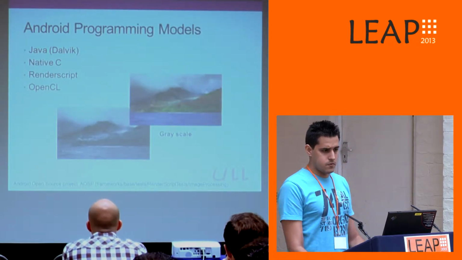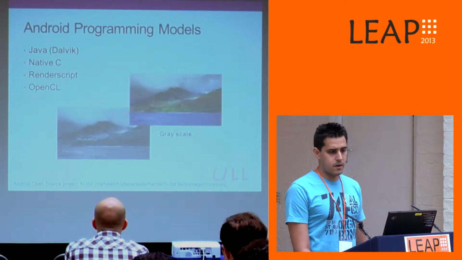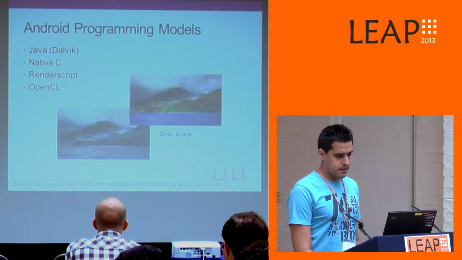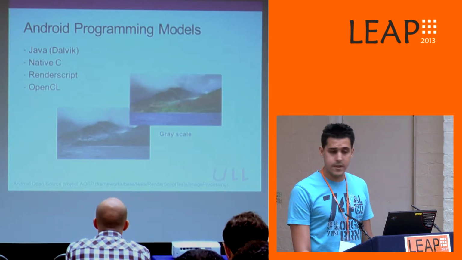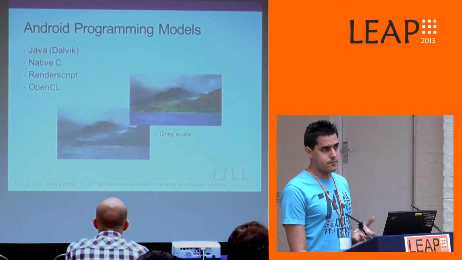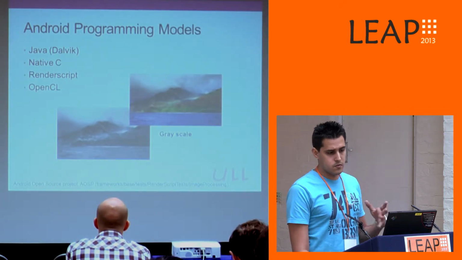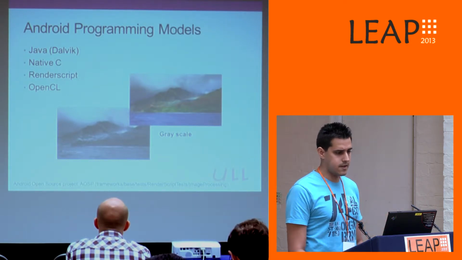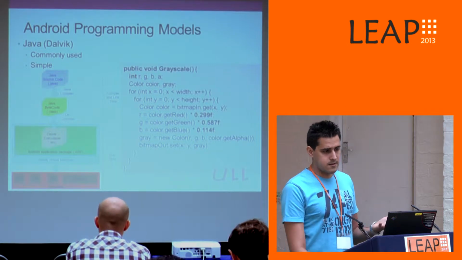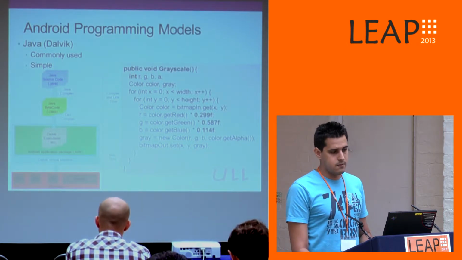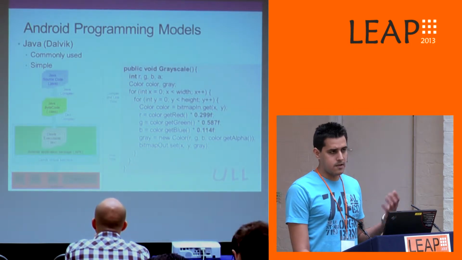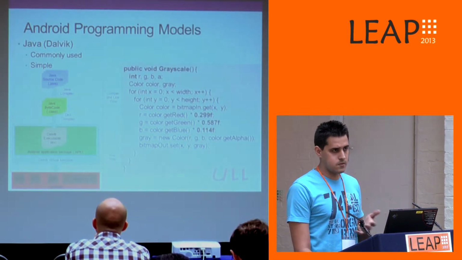Now we are going to do a quick introduction to the Android programming model. As an example, we are going to use a simple program, a transformation of an image to grayscale. The programming model most used is based on Java. Java is well known and easy to understand.